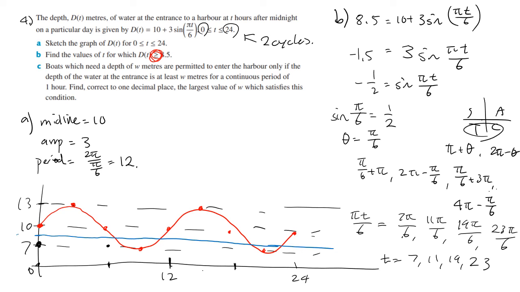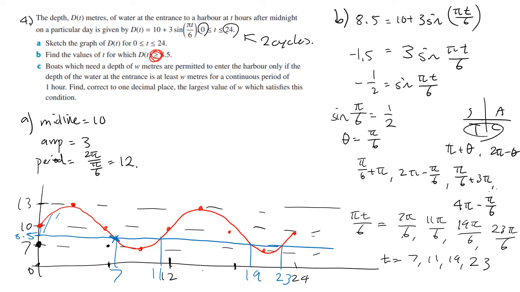So that's 8.5. So this point here is 7. So this point is 7. This point is 11. This point is 19, and this point is 23. Now we want to find all the possible x values where y is greater than 8.5.